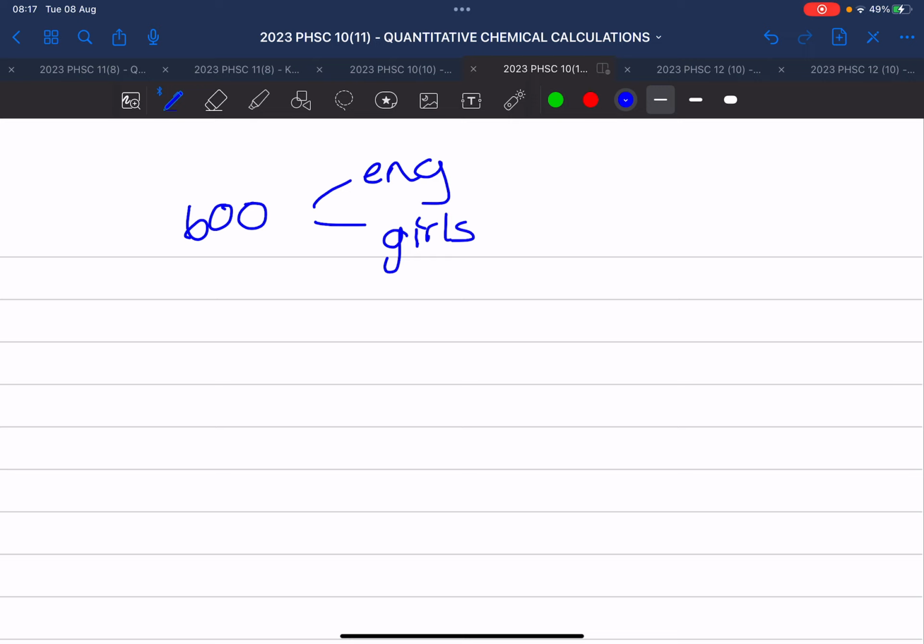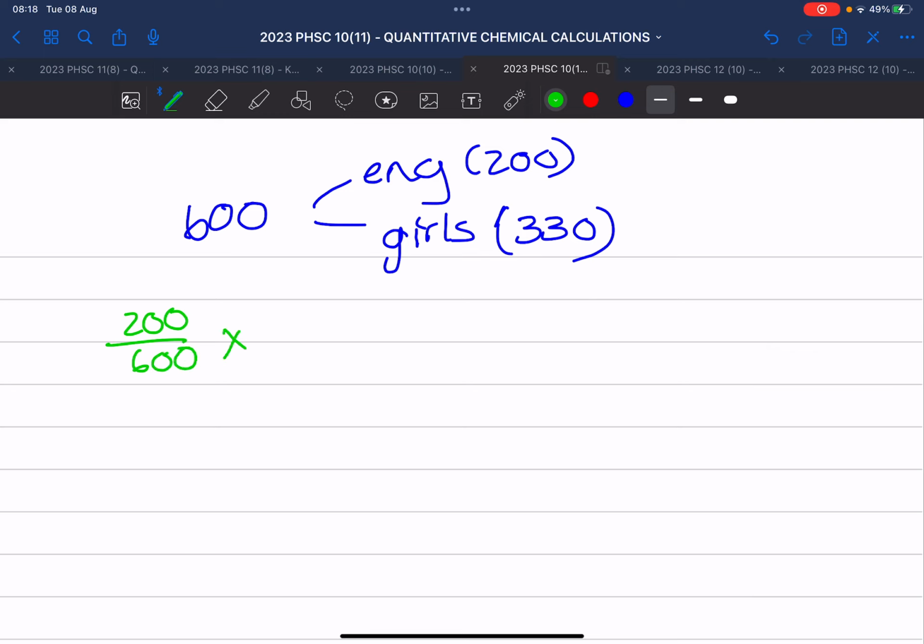We must give in that statistic. Now let's say of the 600 people, how many are English? Let's say about 200, about a third, maybe a bit less, but let's say 200, just to round off. So 200 of the 600 people are English, and how many would be girls? Let's say 330. But they didn't ask the exact number. They want the percentage composition. They want the percentage of English-speaking learners. Then we will say, if 200 of the 600 are English, then 200 over 600 times 100 gives you what?